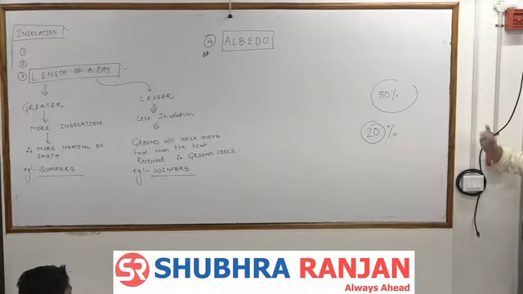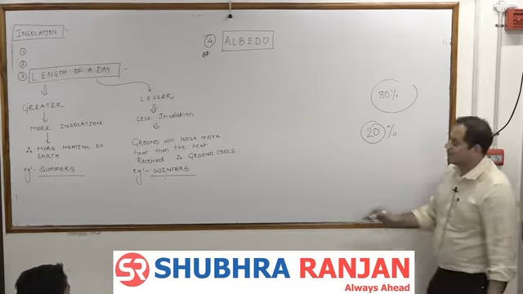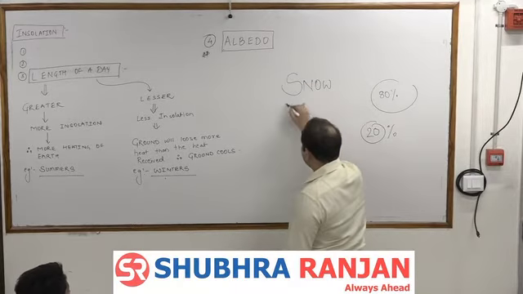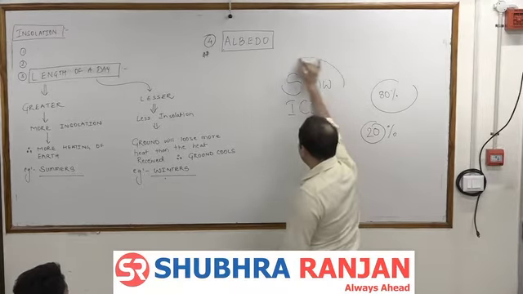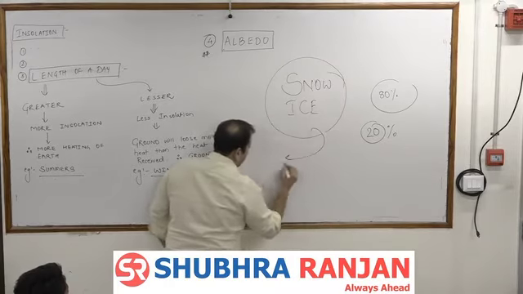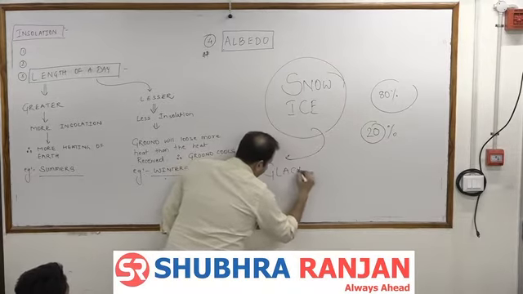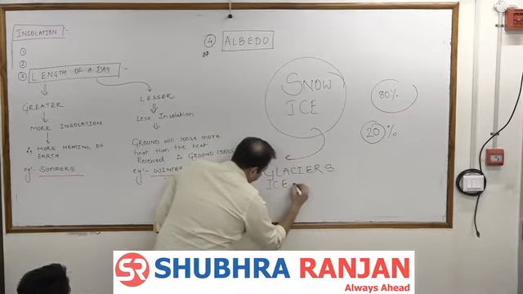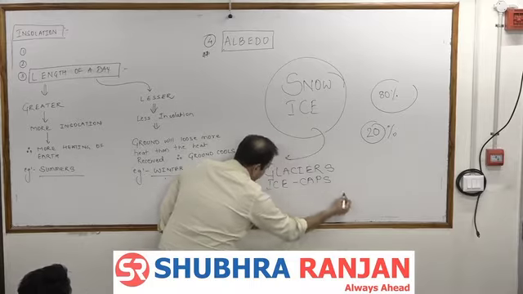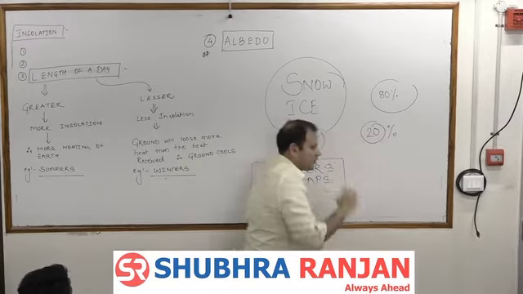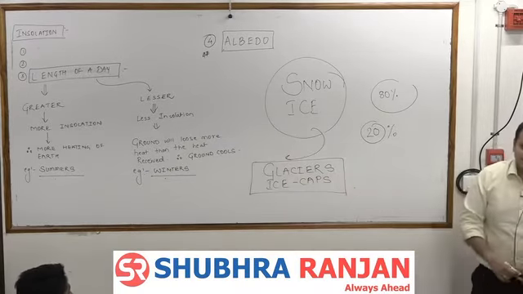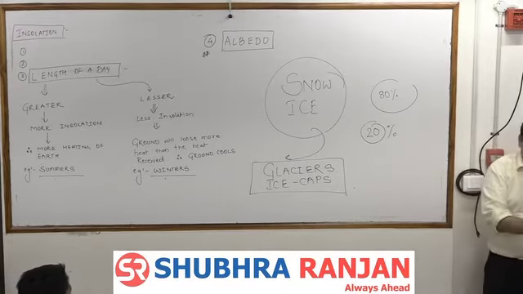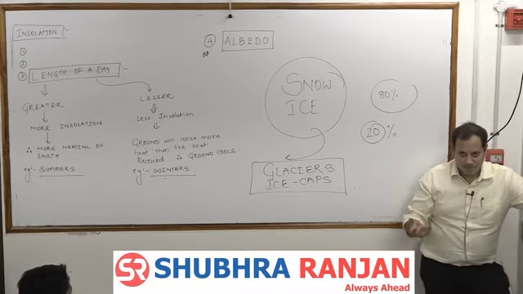What is white in color? Snow, ice. So what are snow and ice in nature? Glaciers, ice caps, etc. So wherever there are snow and ice caps, will the temperature be very low? Why? Because the entire sunlight will be reflected back into space and will not be used for absorption.